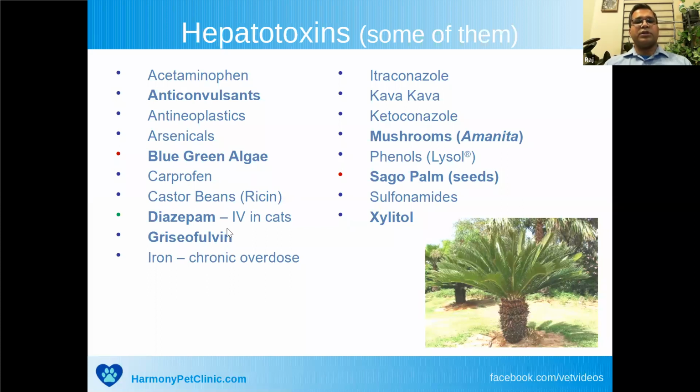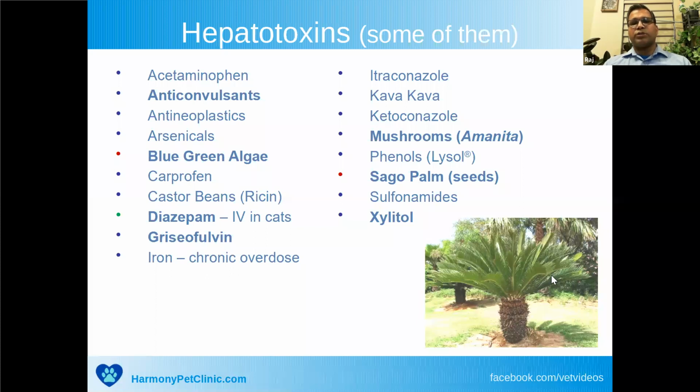Diazepam, if given IV in cats, can be hepatotoxic. Chronic iron overdose. Griseofulvin is not used anymore as an antifungal here, but it is hepatotoxic. Some of the mushrooms that grow after rain can be hepatotoxic. Certain household cleaners with phenols are hepatotoxic, and some sulfur drugs can be hepatotoxic. But sago palms and xylitol, we see these toxicities quite a bit here, maybe because it's very obvious, and they cause bad necrosis of the liver.